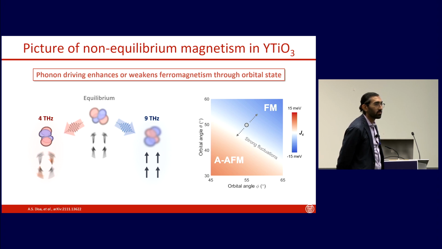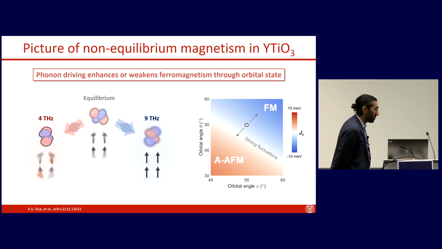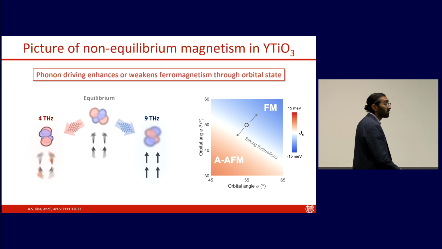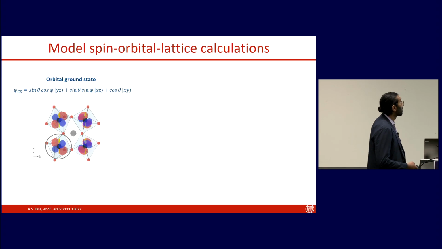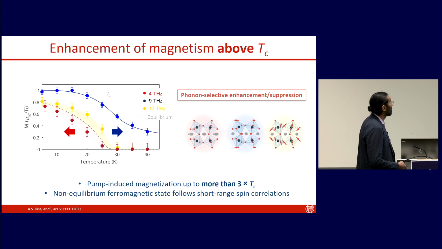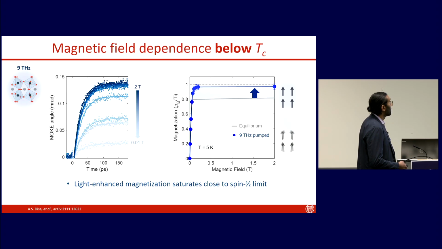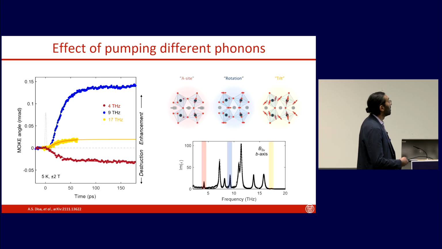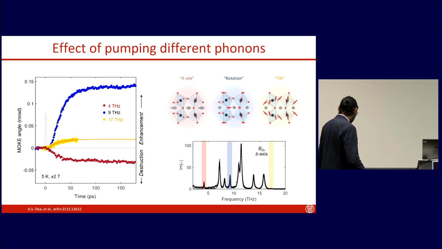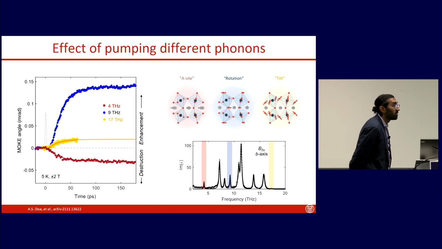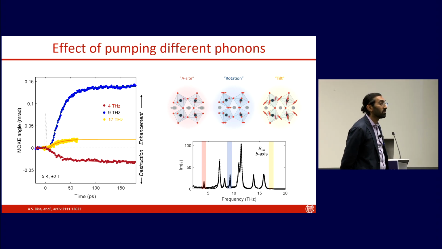When you had the diagram of all the phonons, it looked like the 17 terahertz had a much weaker oscillator strength. So do you think, I mean, the calculations seem to suggest that the 9 terahertz phonon is a lot more important. But could some of the difference between the yellow and the blue be just the weaker oscillator strength, or are you still able to saturate the magnetization if you use a higher fluence at 17 terahertz?